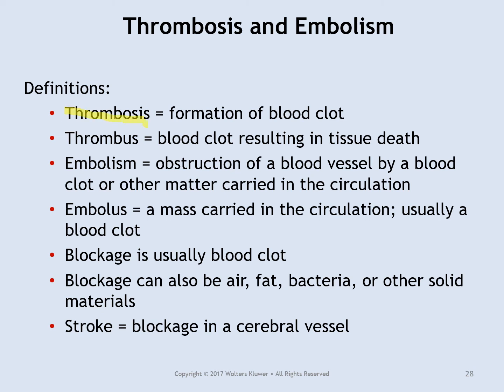Thrombosis is a blood clot. A thrombus is one that will cause necrosis and tissue death. An embolism is an obstruction that is most of the time caused by a blood clot, but other things can block the blood. You can have fatty deposits that will cause an embolism as well, but a blood clot is the most common one.